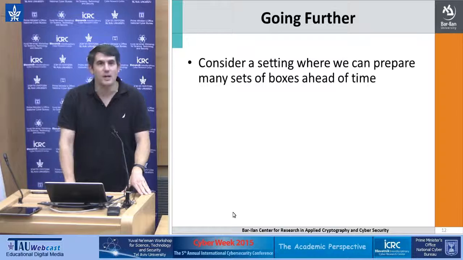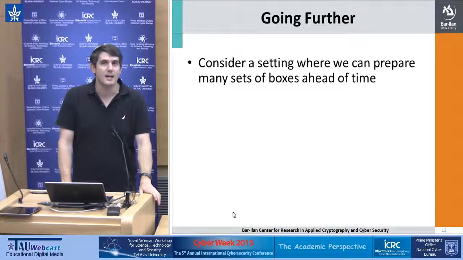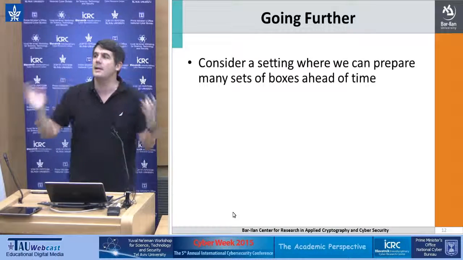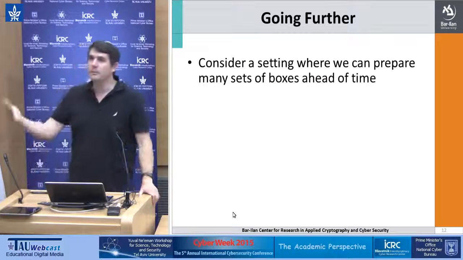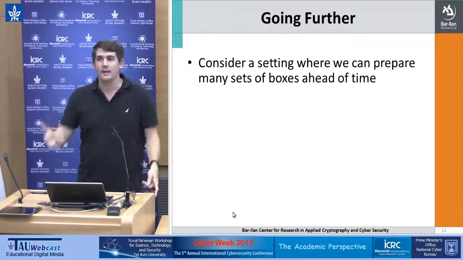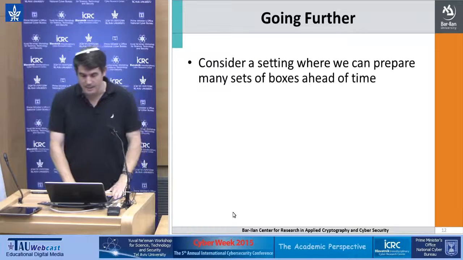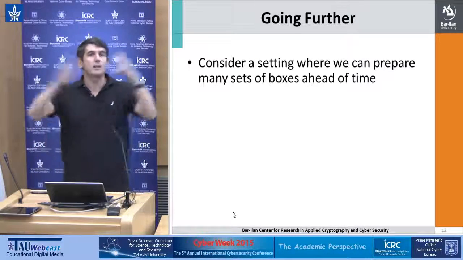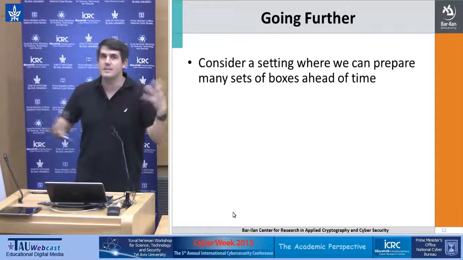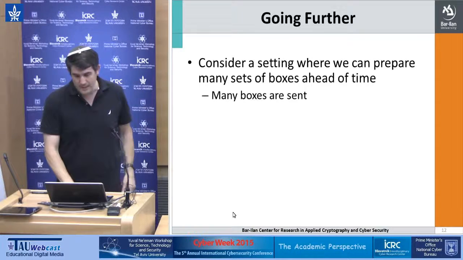So what I'm going to try and do is again, further change the game and think about what happens if I want to run many executions, which will typically be what will happen in many cases in practice. We'll have, say, a client and a server running many executions or two different servers running together. Maybe we can now prepare a whole lot of boxes ahead of time and somehow utilize that we have some law of large numbers somewhere.